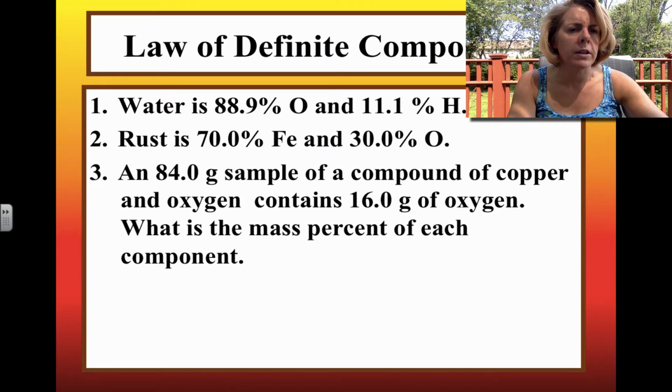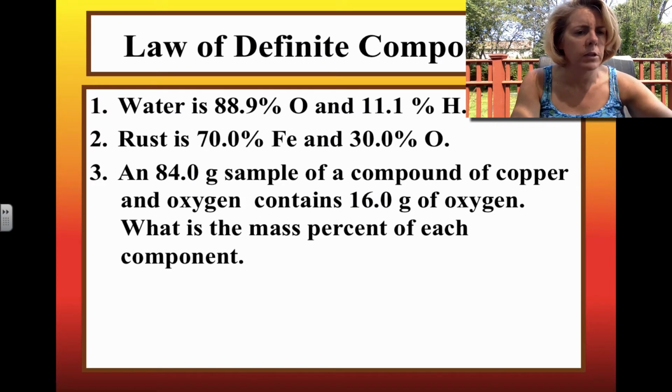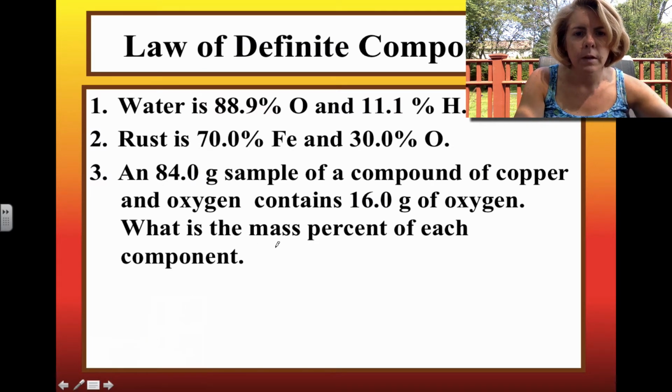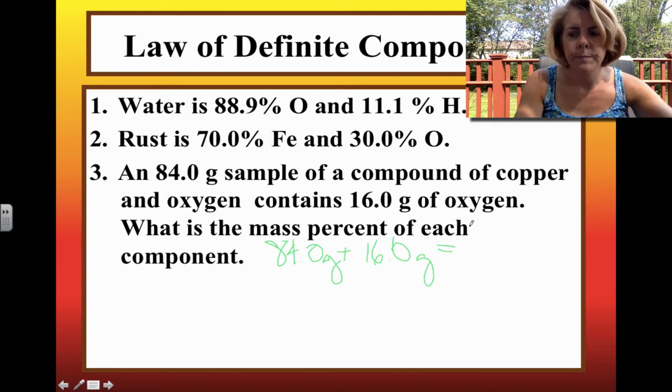Okay, here we go. So this is our first calculation. So we have 84 grams of copper and 16 grams of oxygen, and they want to know what is the mass percent of each component. So what we're essentially going to do is add up the 2 of them. So 84.0, and yes, we're paying attention to sig figs, plus 16.0 grams equals 100.